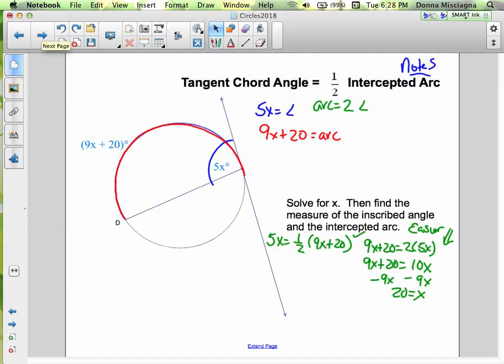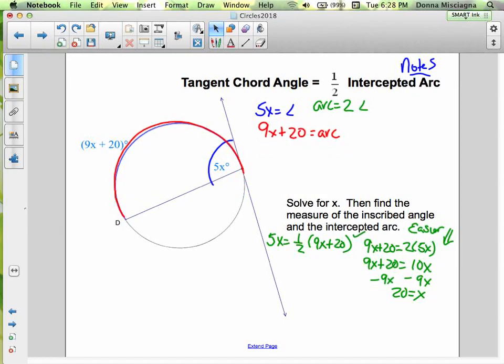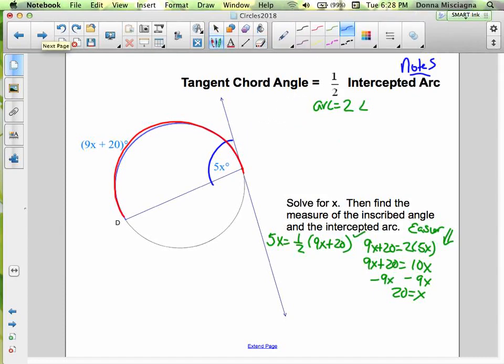So we'll just plug it back in. The angle is going to be 5 times 20, or 100 degrees. Now we know we're right if the arc is going to be 200 degrees, because the arc is twice the angle.